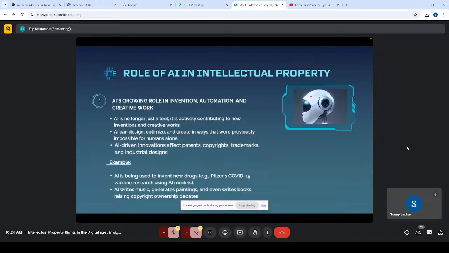AI can design, optimize, and create in ways that were previously impossible for humans alone. If I say there are 10,000 documents that I have to analyze, as a human I have so many restrictions. It may take months for me to analyze these 10,000 documents. But if you feed those documents to AI, it will take hardly a couple of hours, and everything will be ready.